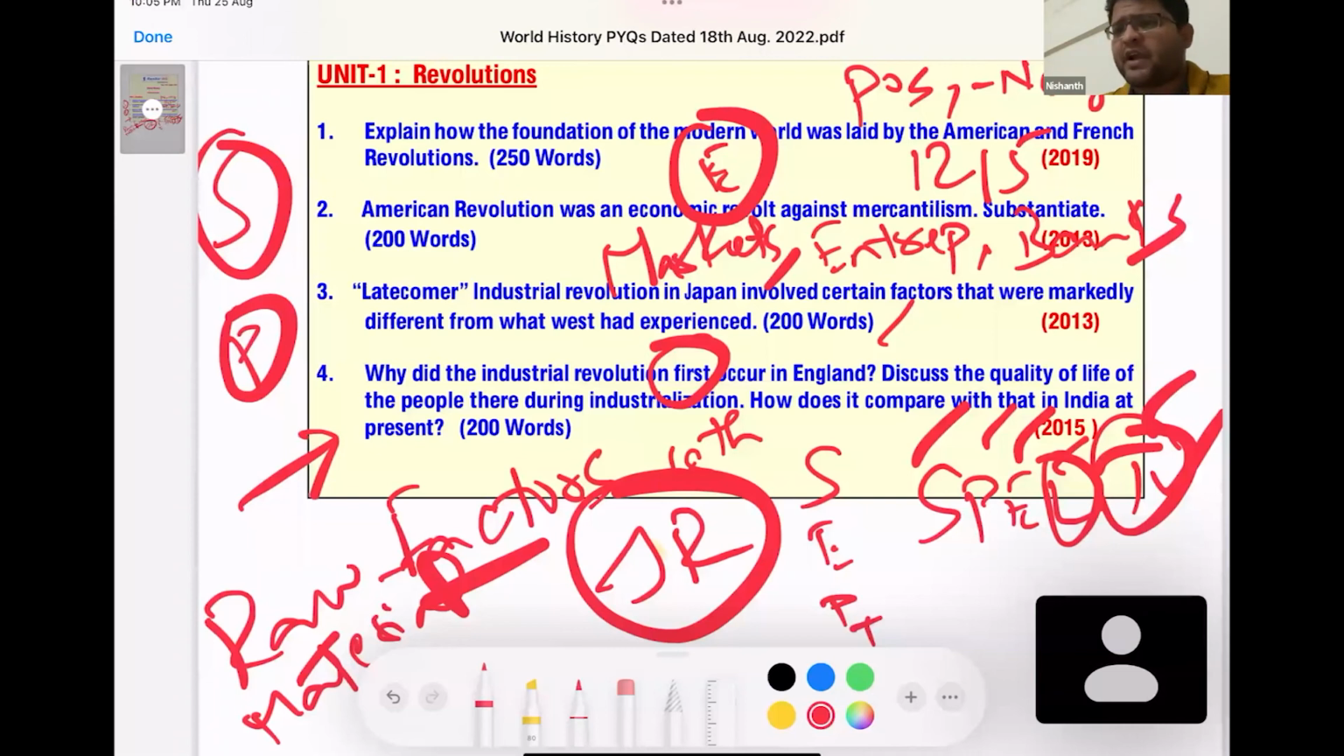So the third part of the answer is, how does it compare with that of India at present? So what is India at present? How do you compare with India at present? Basically, India at present means after independence, India had a lot of focus on industrialization, especially the second 5-year plan. We all know that the second 5-year plan was based on industrialization.